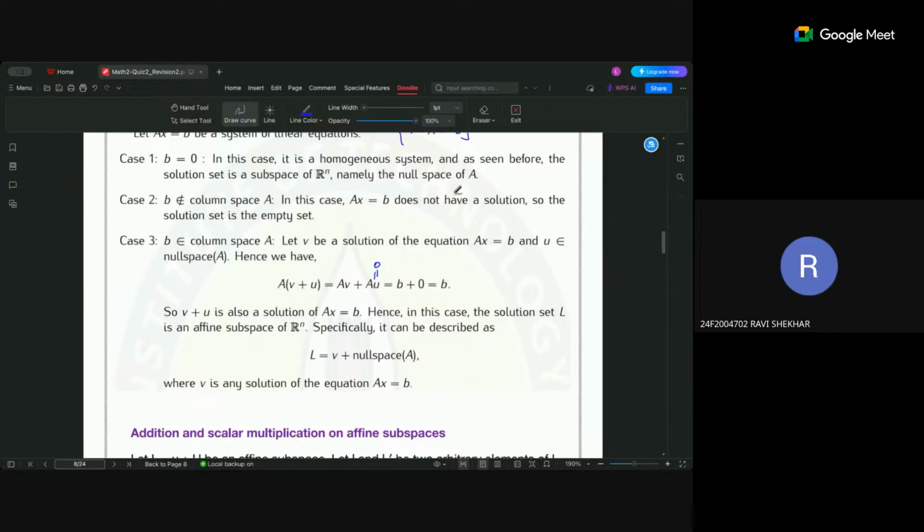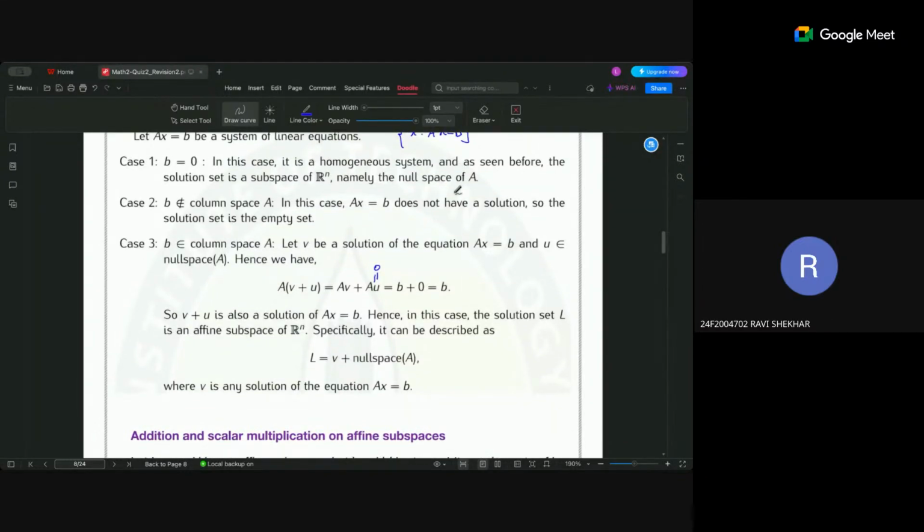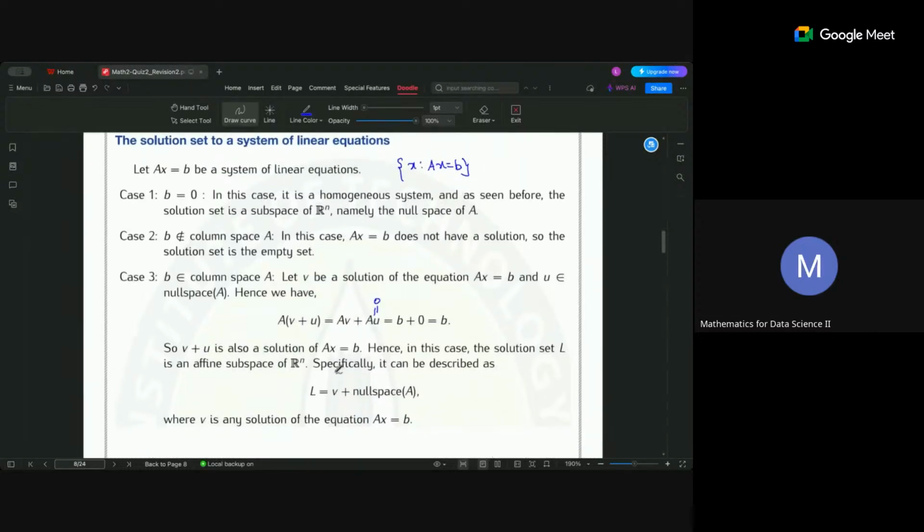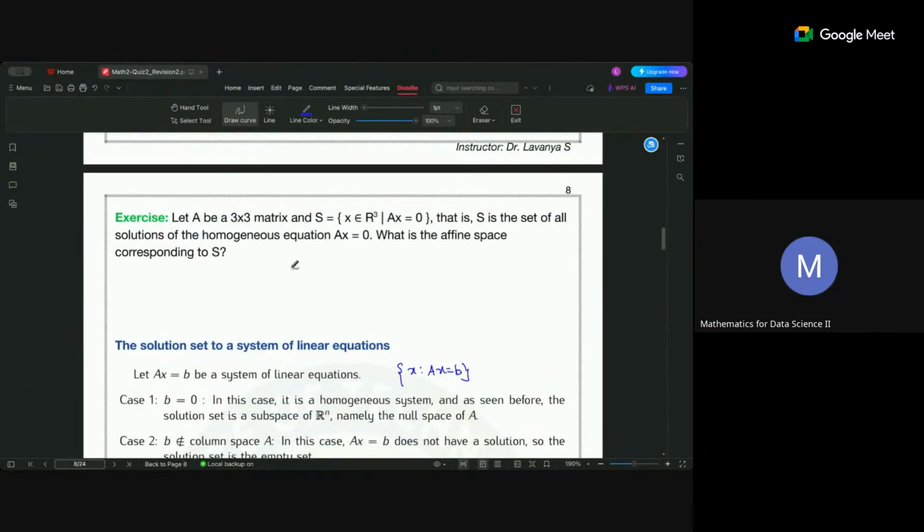Yes, we are finding a V such that Ax is equal to B, and we are comparing it with Ax is equal to 0. So you see that if we are able to write L equal to V plus the null space of A, where V is an element of this set, then we know that that is an affine space corresponding to this. So what is the affine space corresponding to S? This is the affine space corresponding to it.